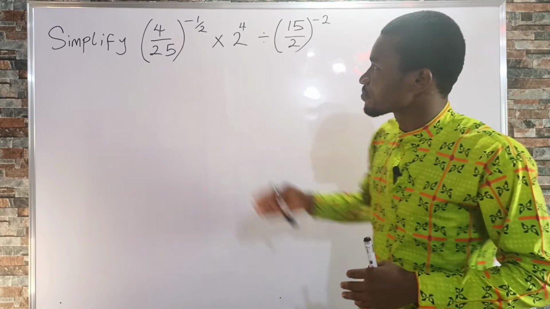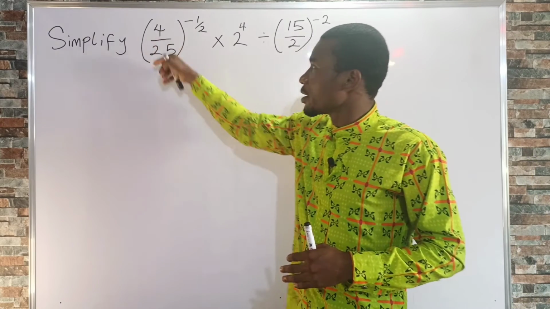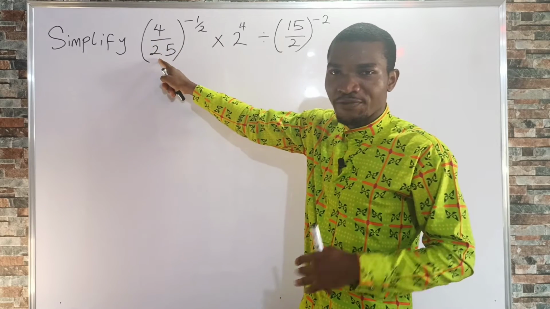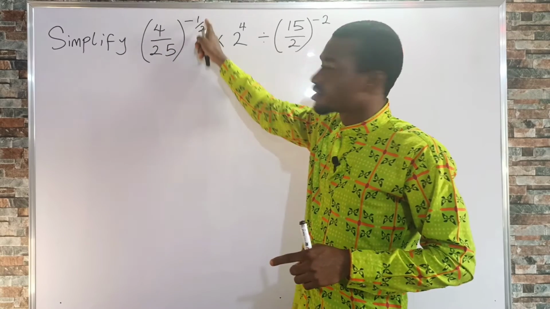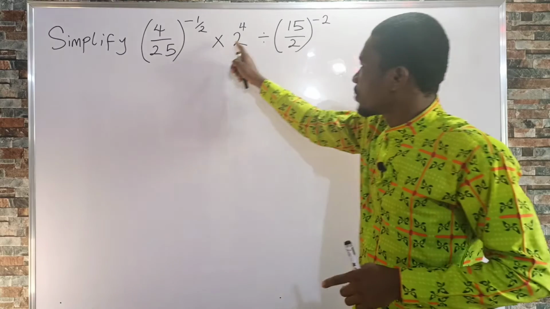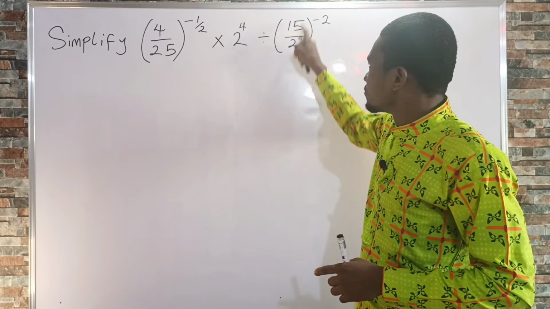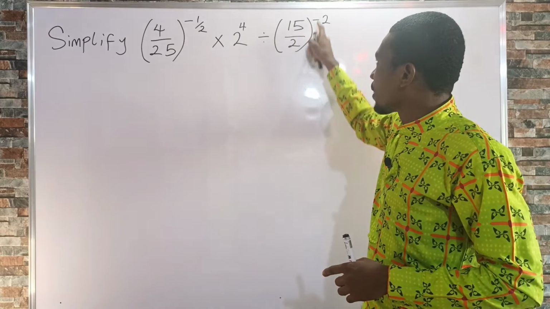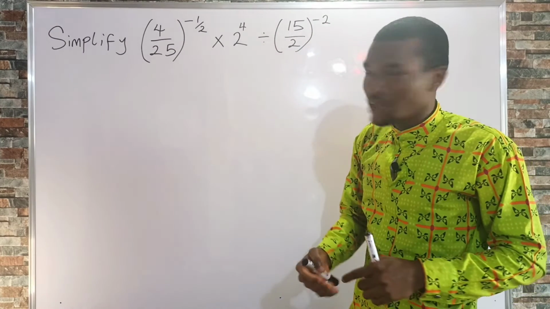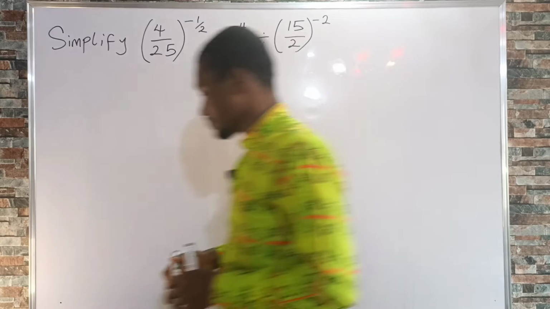Let's read out the question first of all. The question says, simplify in bracket 4 over 25 all raised to the power of negative half, multiplied by 2 raised to the power of 4, divided by in bracket 15 over 2 all raised to the power of negative 2. Let's go ahead to solve this problem.